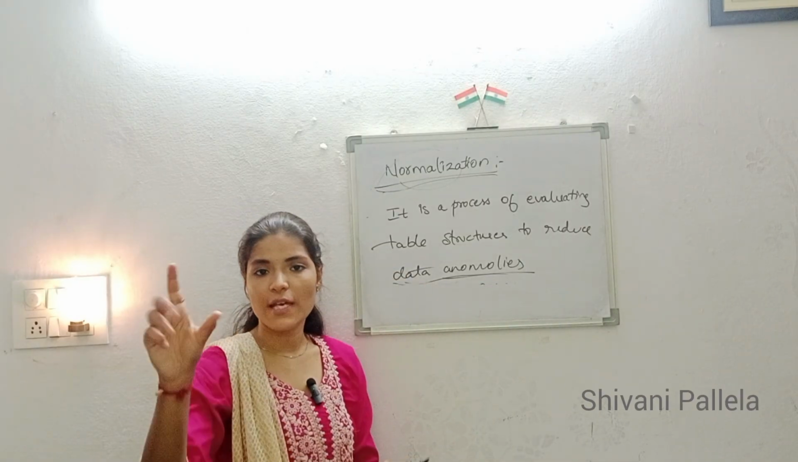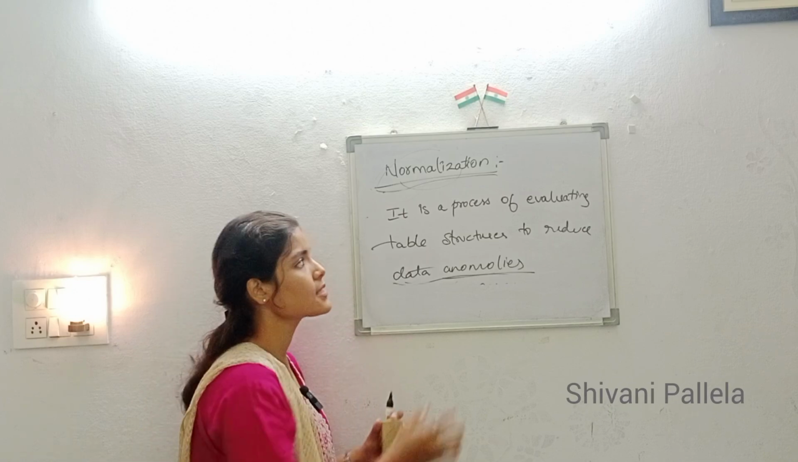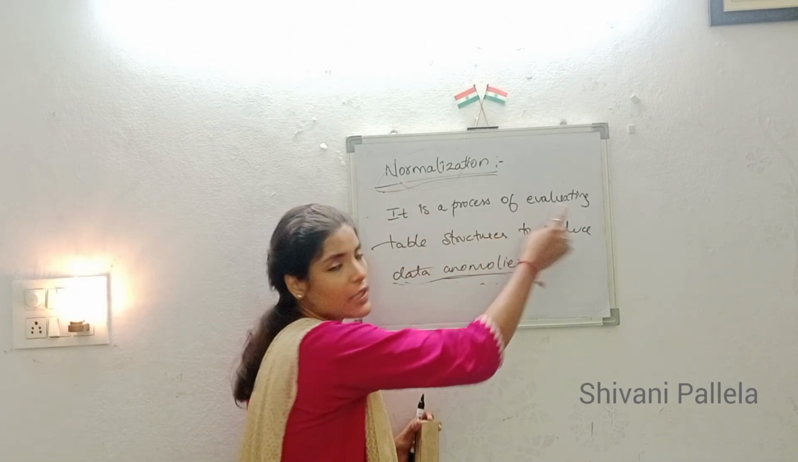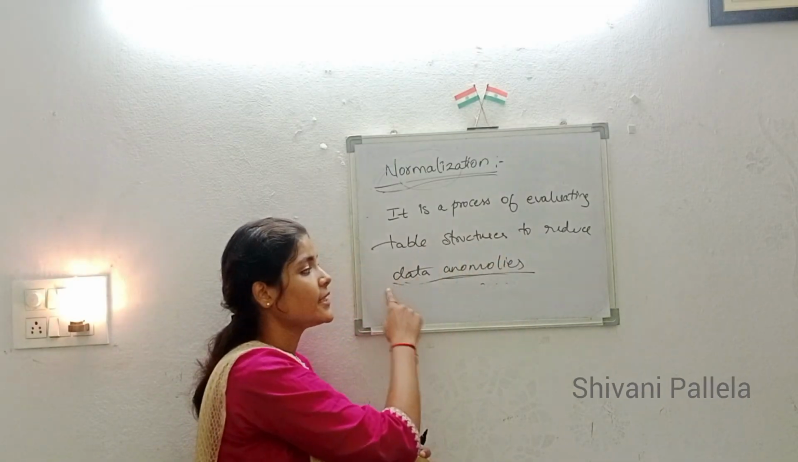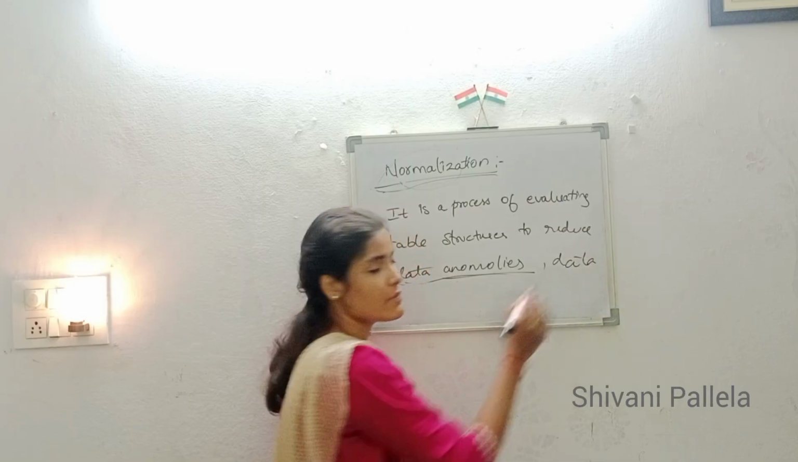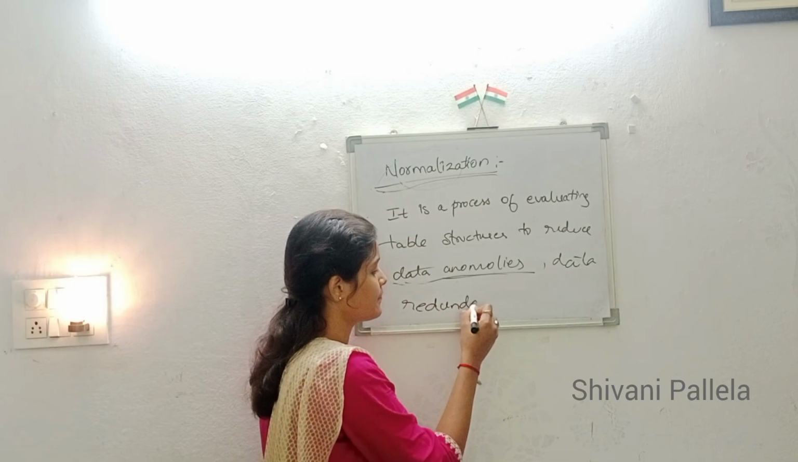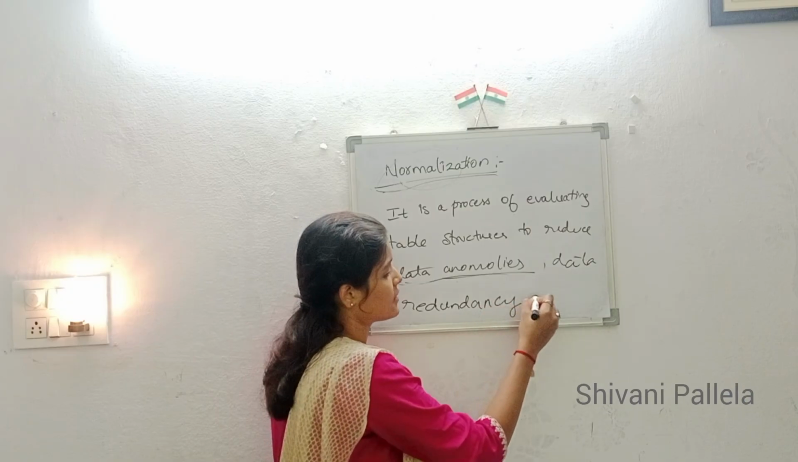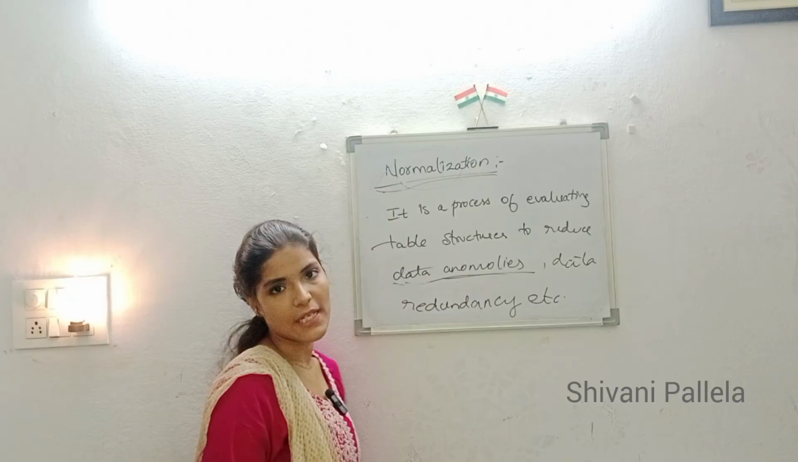In the exam, if they ask what is meant by normalization, you should write for 2 marks: Normalization is a process of evaluating table structure to reduce data anomalies and data redundancy. Data redundancy means repetition of data, and so on. That is known as normalization.